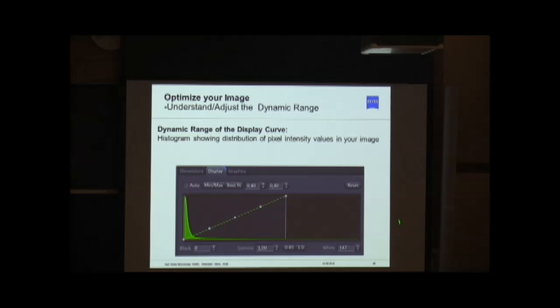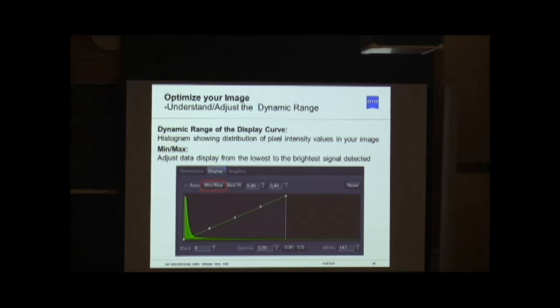Okay, so let's first talk about the dynamic range of the display curve. What does the display curve actually mean when you take a look at it? Basically, it's a histogram that shows you the distribution of the pixel intensity values in your image. When you think of a fluorescent image, most of the pixels in your image are black, so they have a low intensity value. Therefore, in fluorescence microscopy, you will see a strong peak on the left part of the curve. If you do some bright field imaging, this curve will look completely different. You will have many values on the right side and only some values on the left.